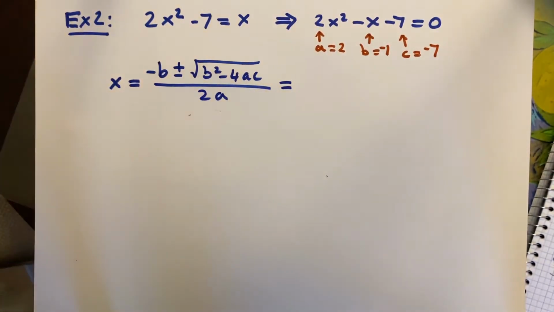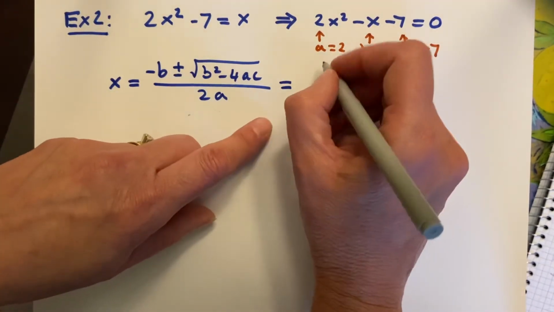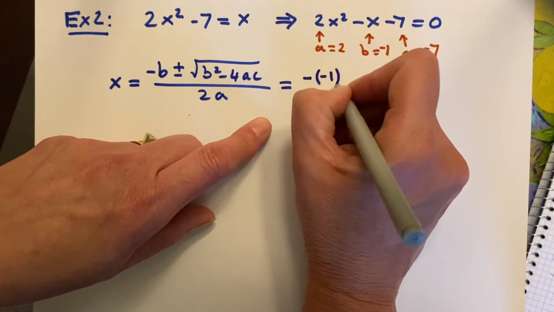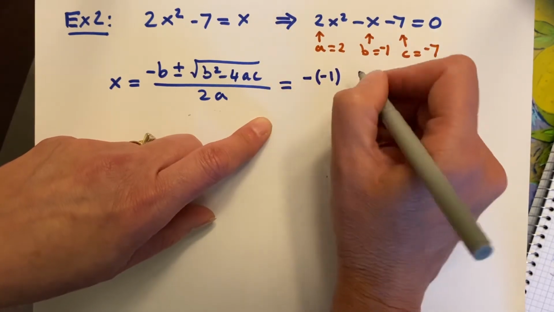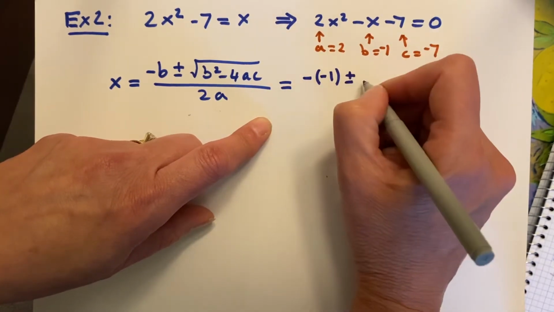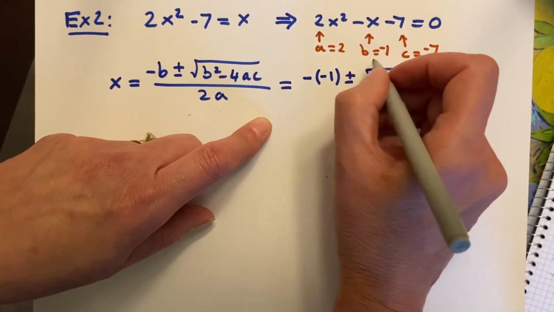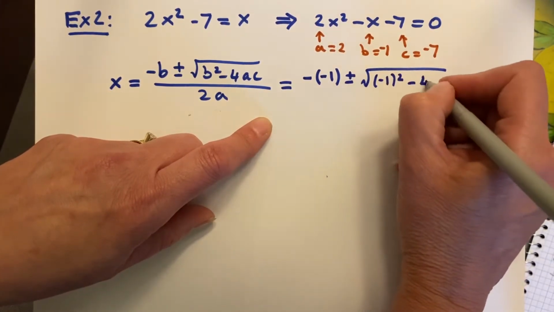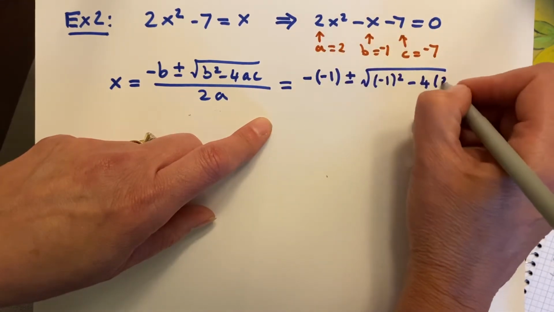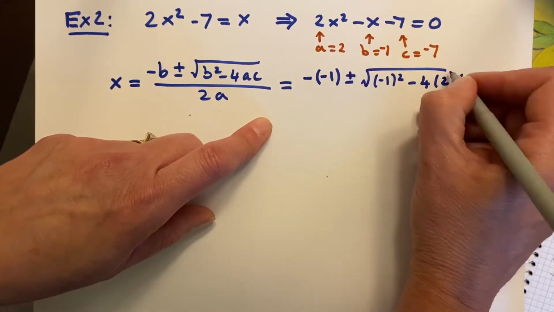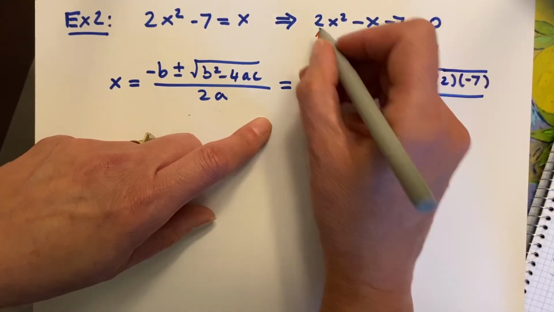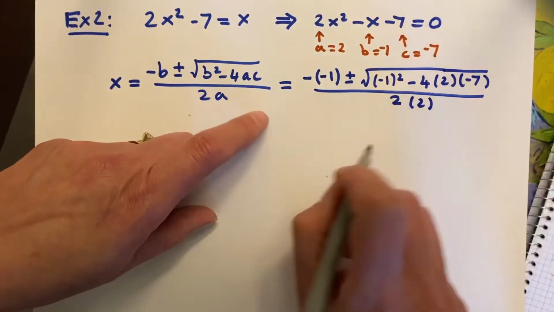I'm going to plug all my numbers in. So -b, well, b is a -1, so it's a -1. This is why you have to be so careful. Plus or minus the square root of b squared, -1 squared, minus 4 times a, which is 2, times c, which is -7, over 2 times a, which is 2.